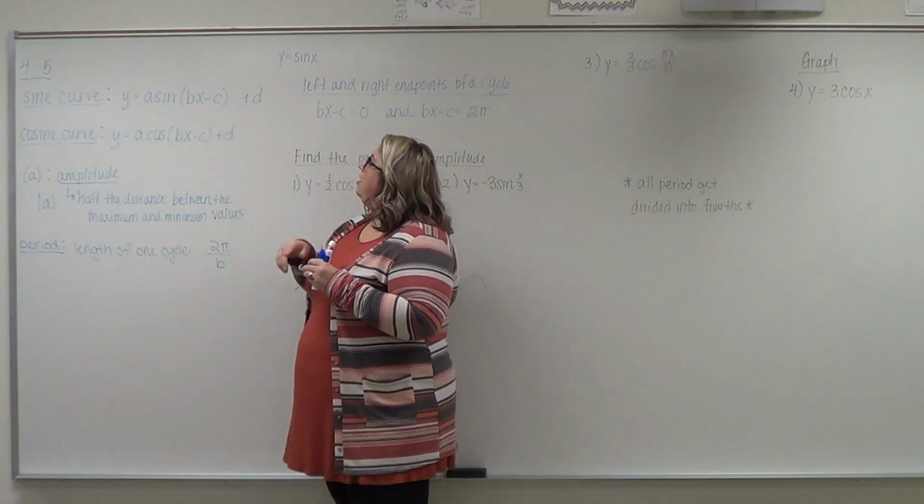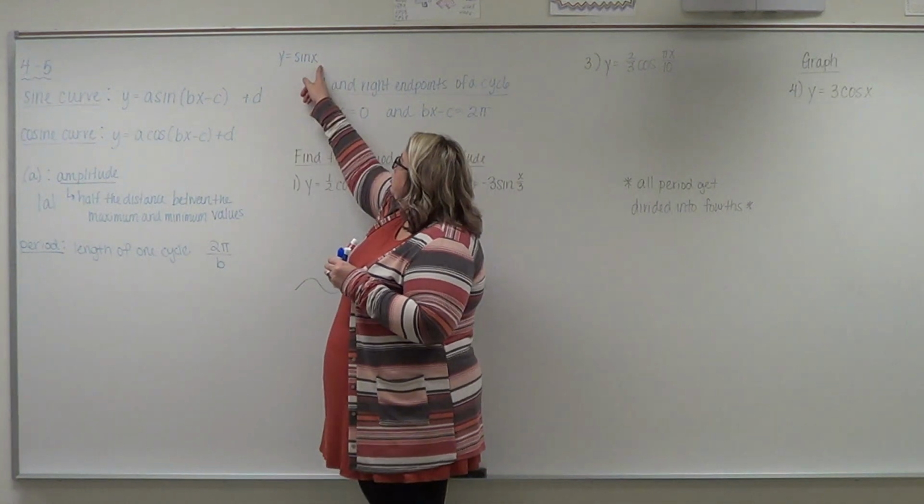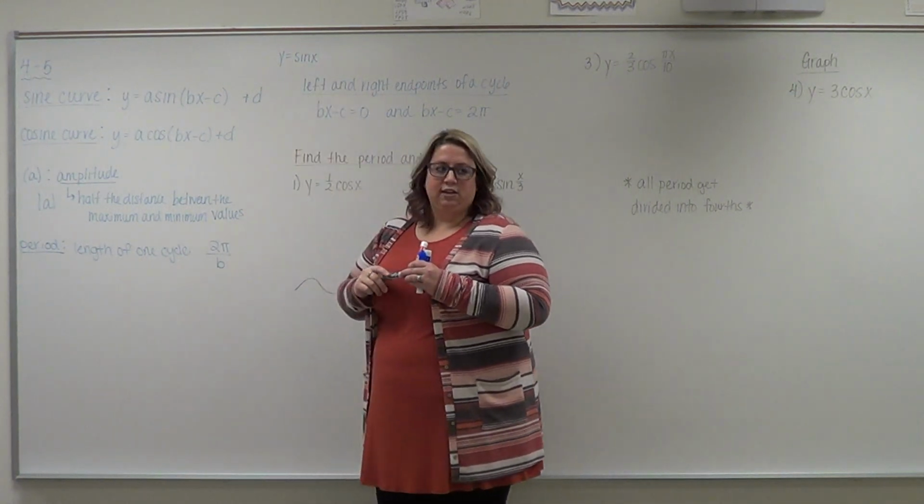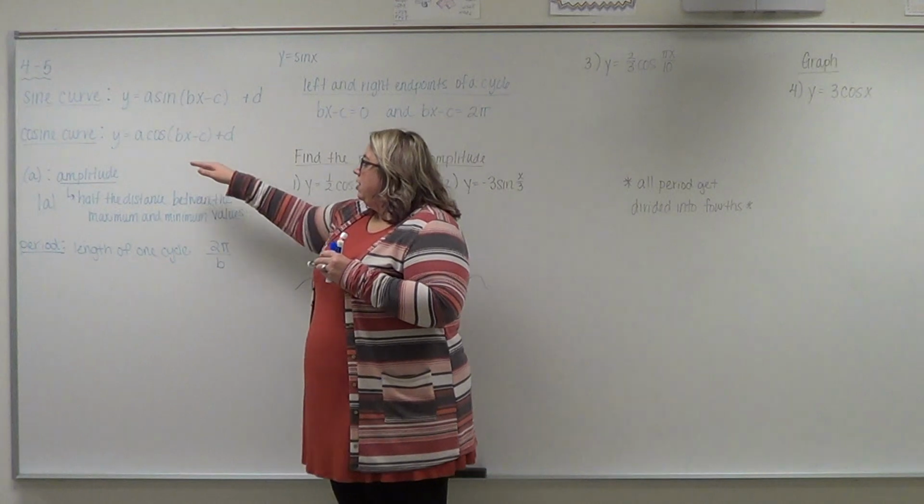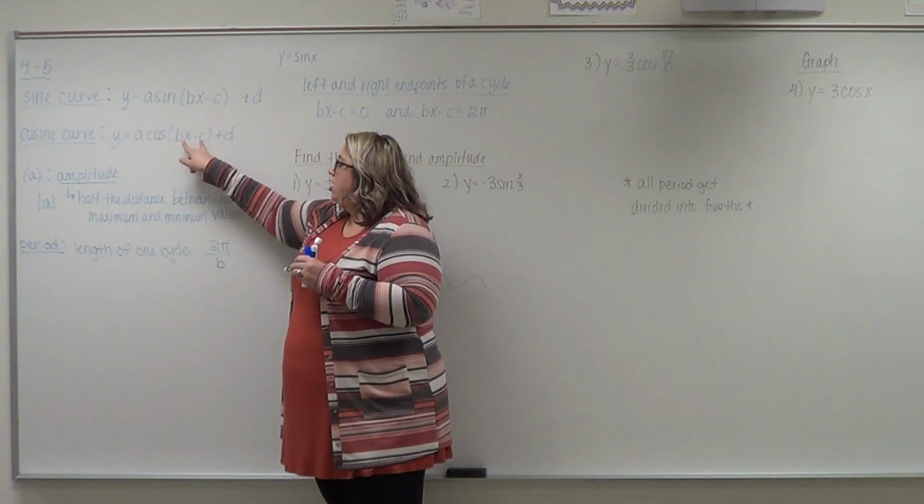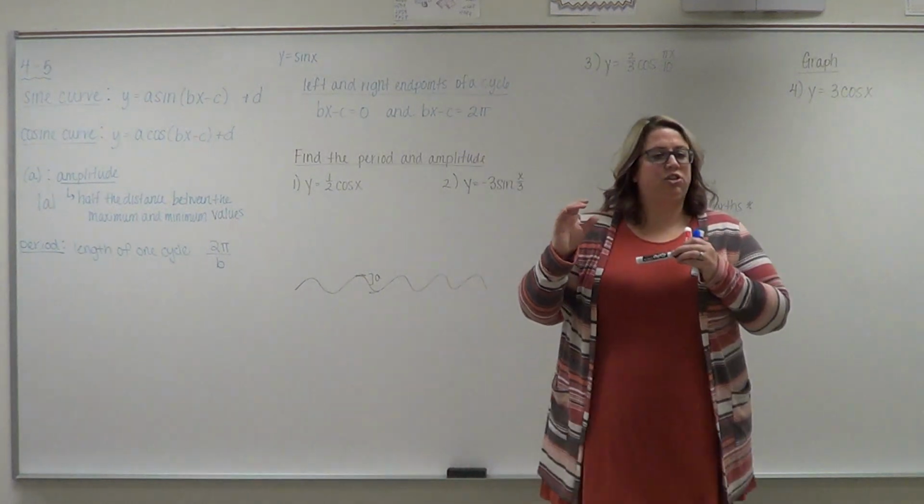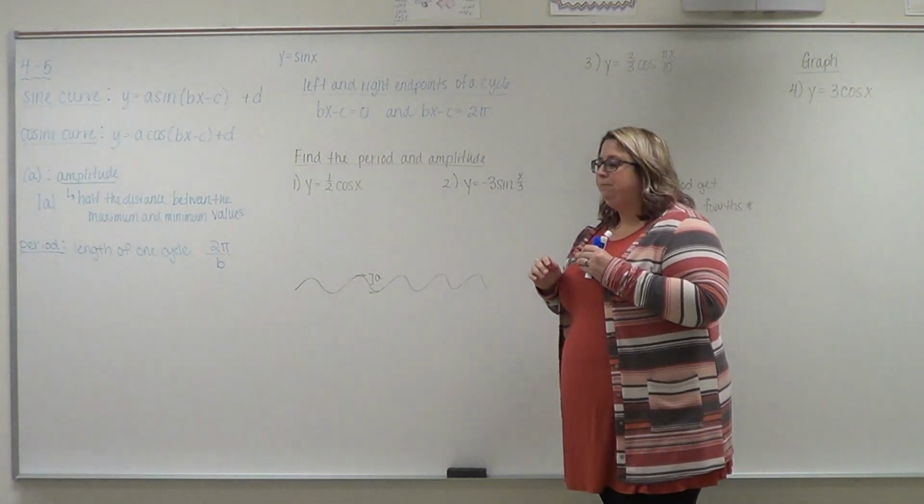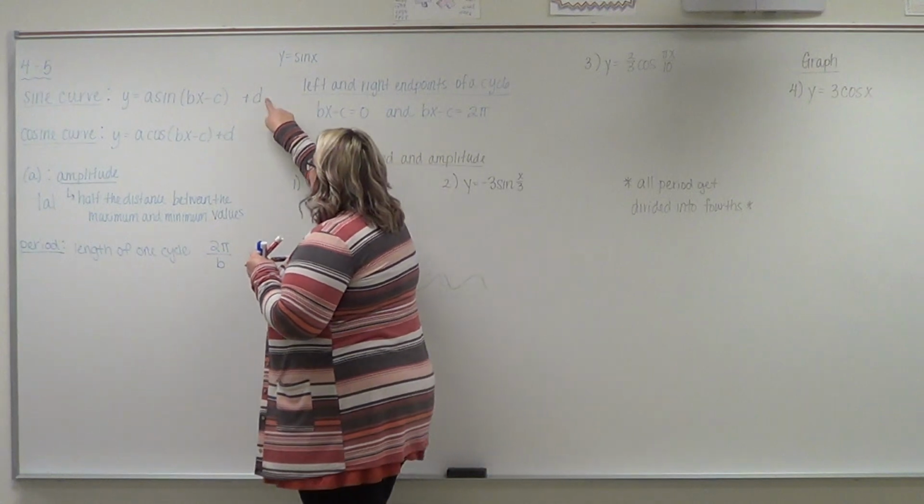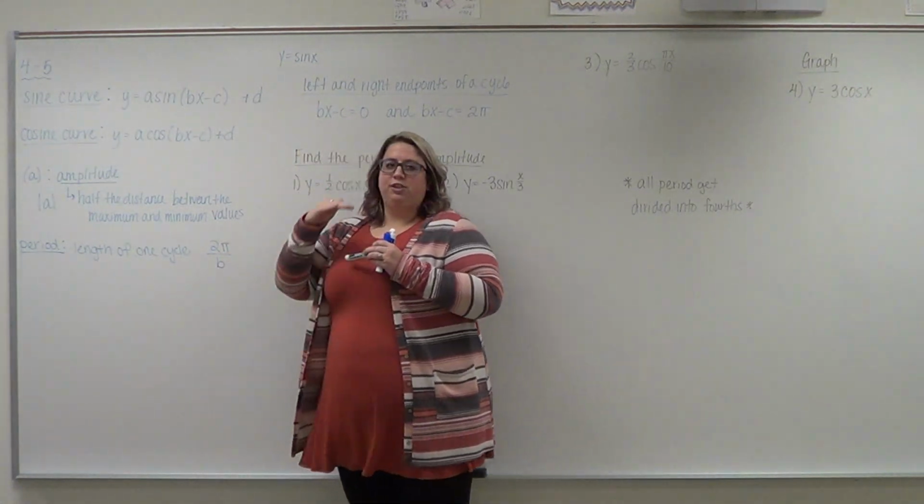Now, you're not always going to have all this going on. A basic sine function is just y equals sine x. But you might have numbers multiplied in front. You can have something added or subtracted in parentheses, which means the graph is being shifted to the right or to the left. And then you can have a number on the outside, which means the graph is shifted up or down.